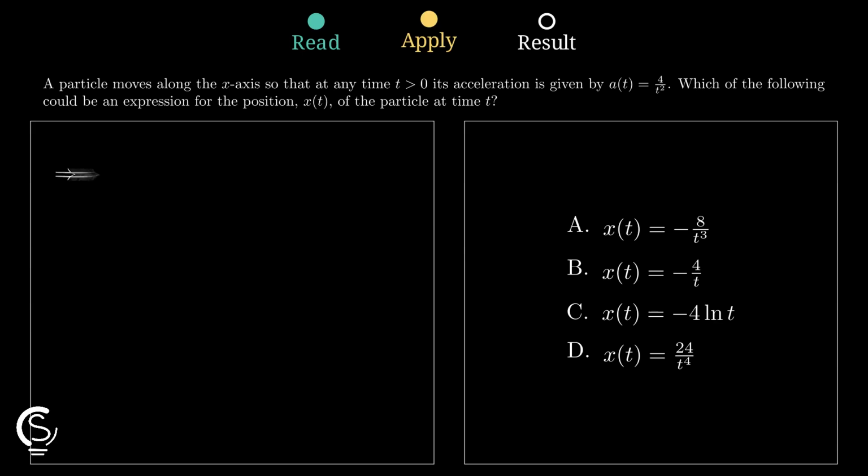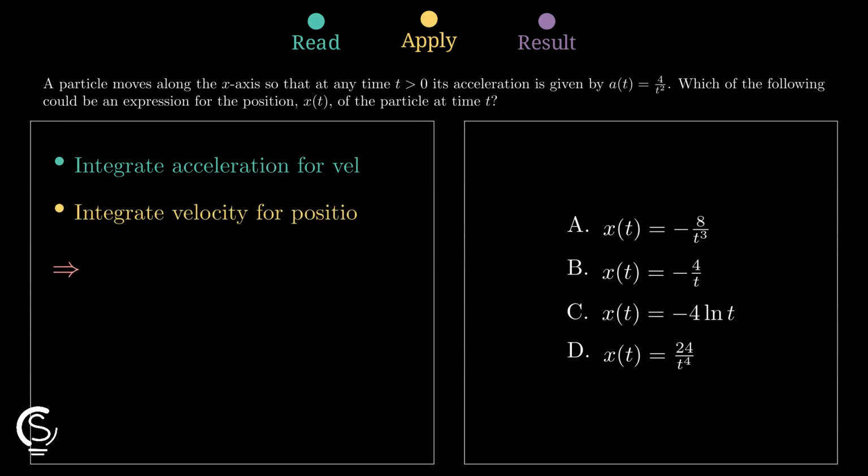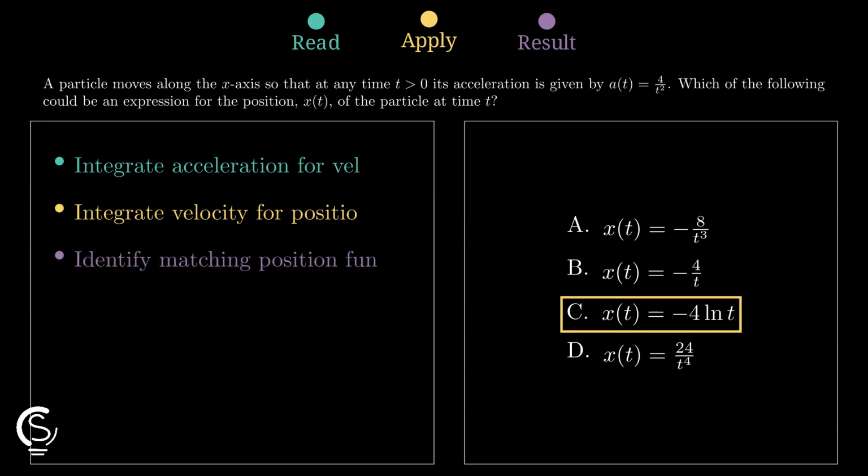Next, we integrate that velocity function to find the position. The integral of negative 4 over t is negative 4 times the natural log of the absolute value of t. Looking at our options, we see that this result matches perfectly. That makes option C our final winner for the position of this moving particle.